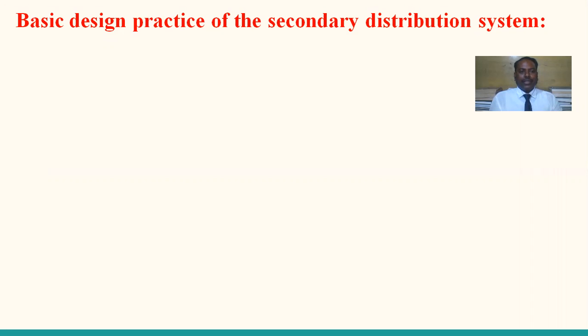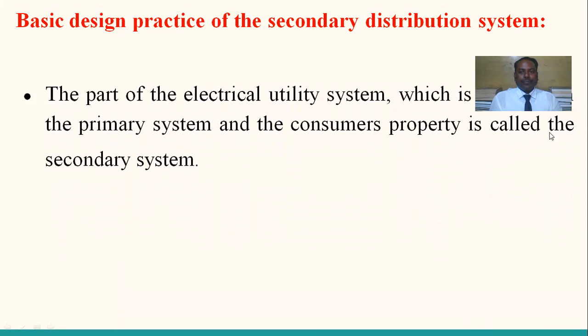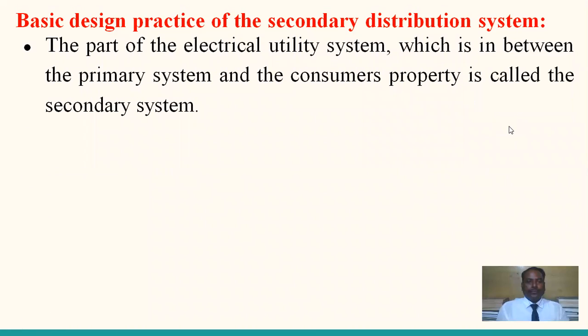So let us see what the secondary distribution system is and how it is to be designed. The part of the electrical utility system which is in between the primary system and the consumer property is called the secondary system. It's very clear. After completion of the primary, up to the transformer, onwards the secondary system commences.